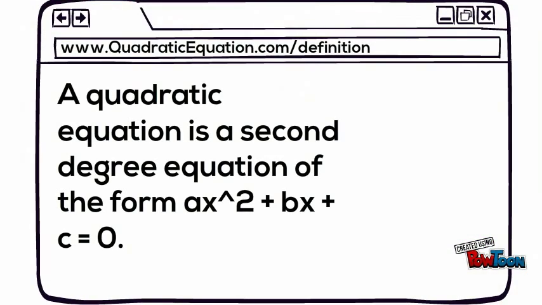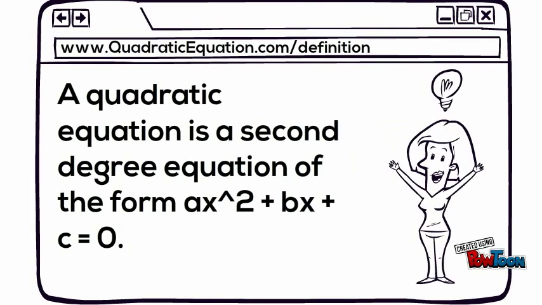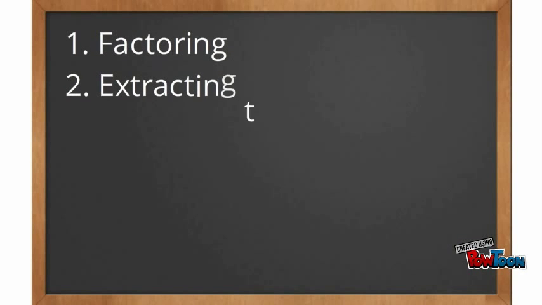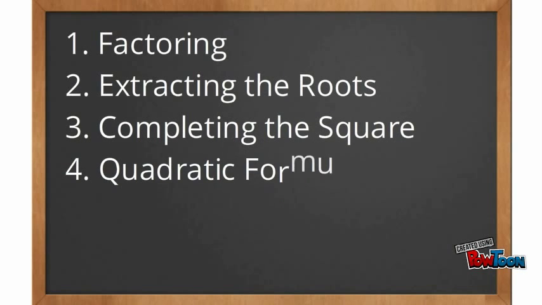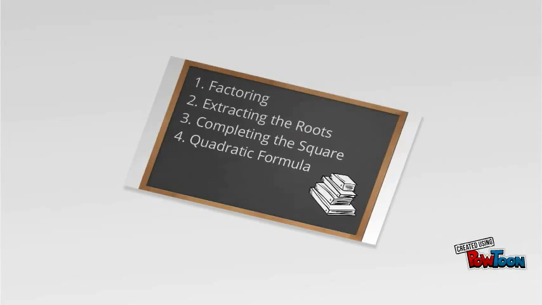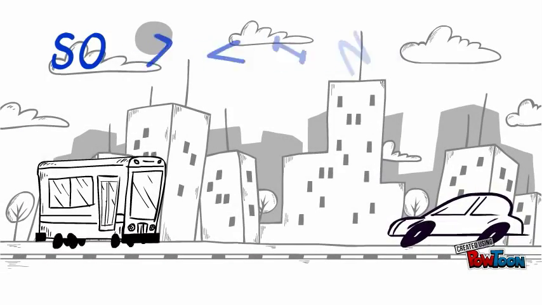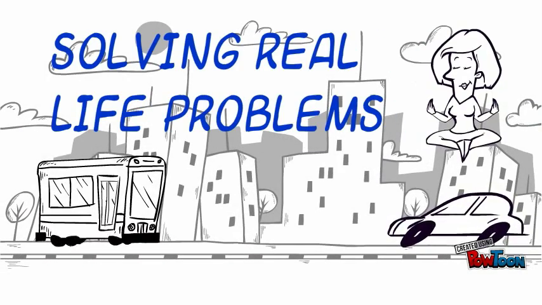A quadratic equation is a second-degree equation of the form ax squared plus bx plus c equals 0. There are 4 ways to solve this, namely factoring, extracting the roots, completing the square, and quadratic formula. Now let's move on to solving real-life problems applying quadratic equations.